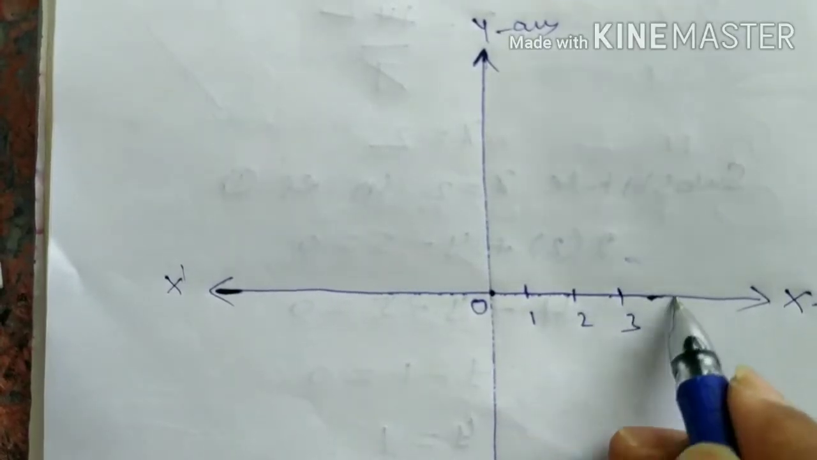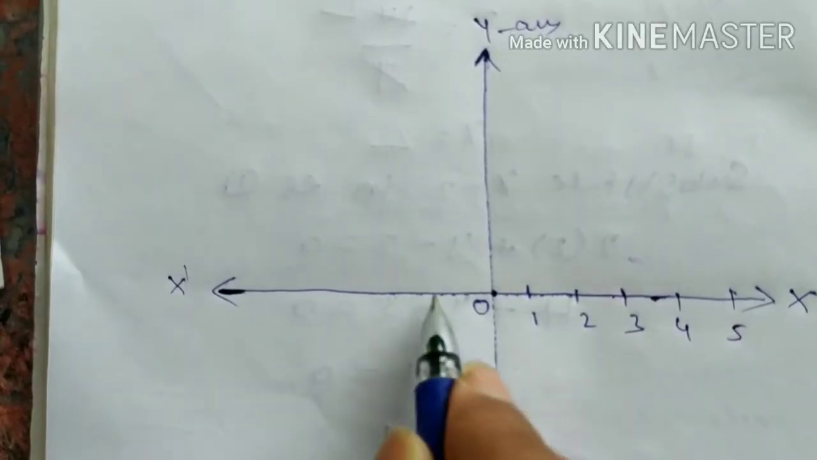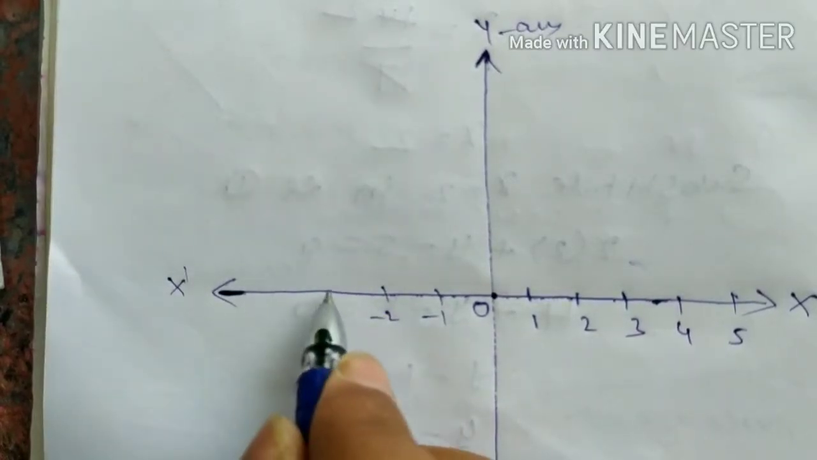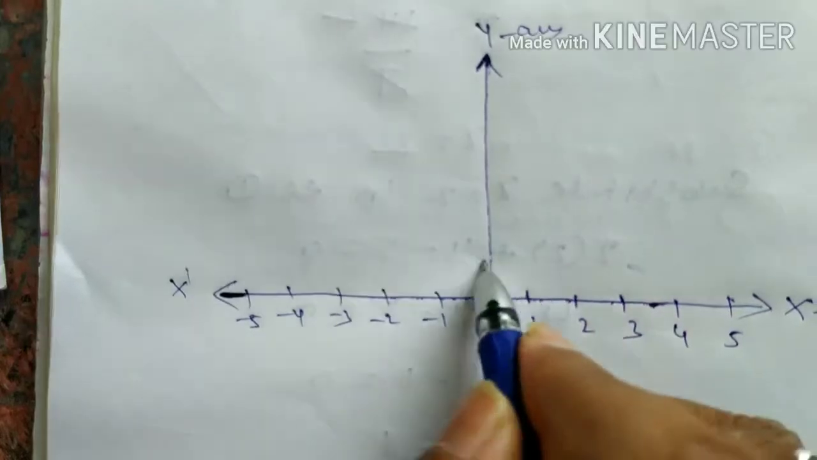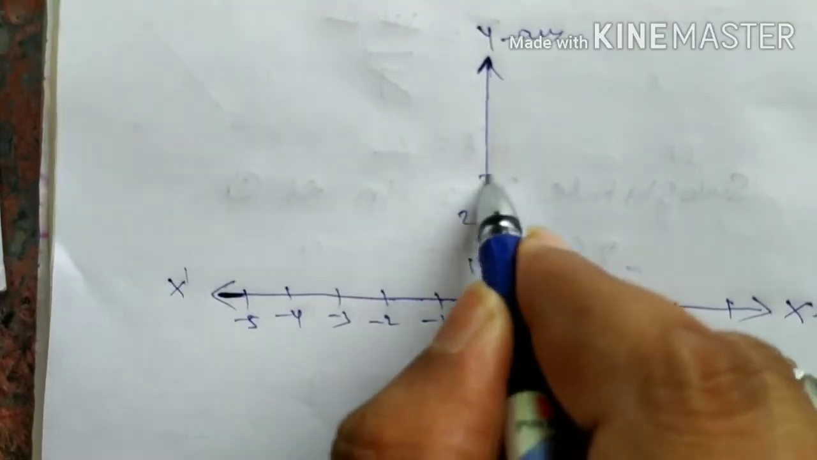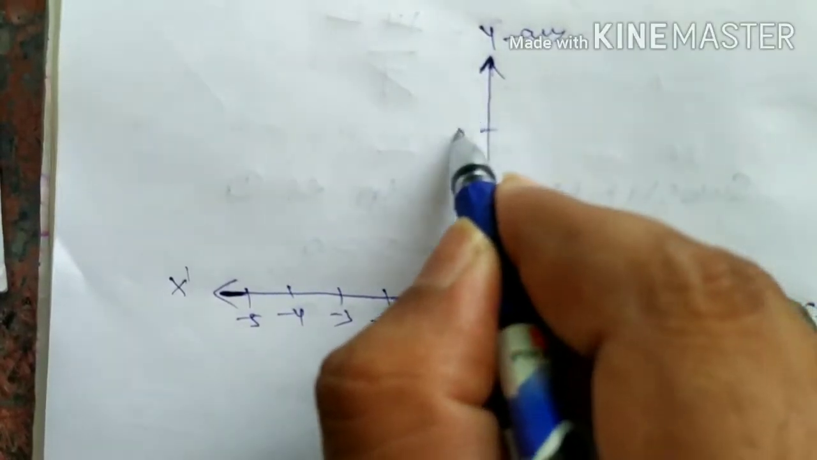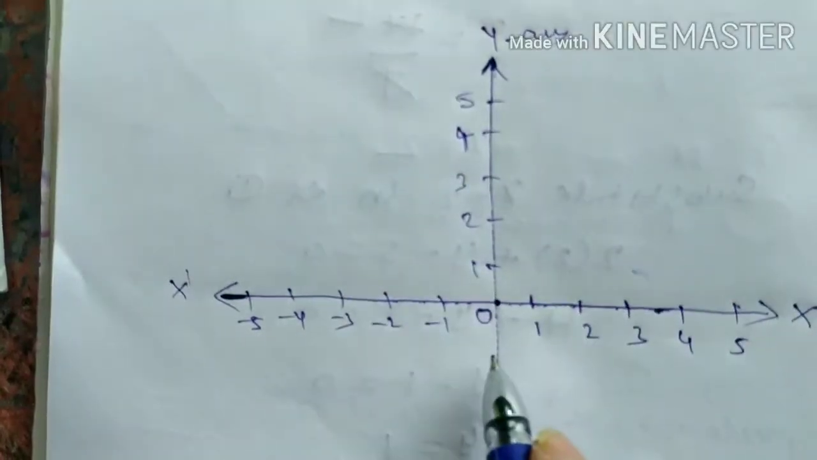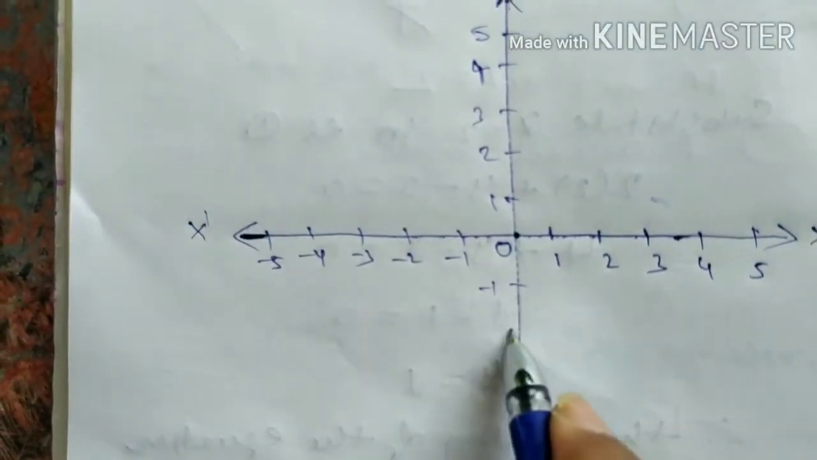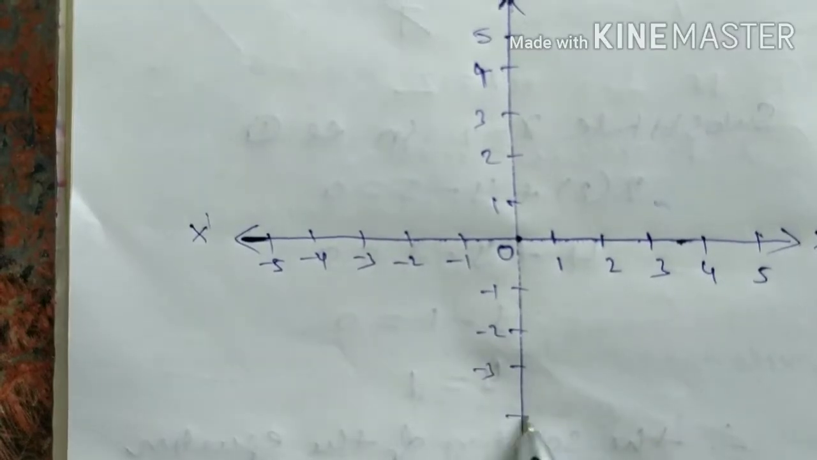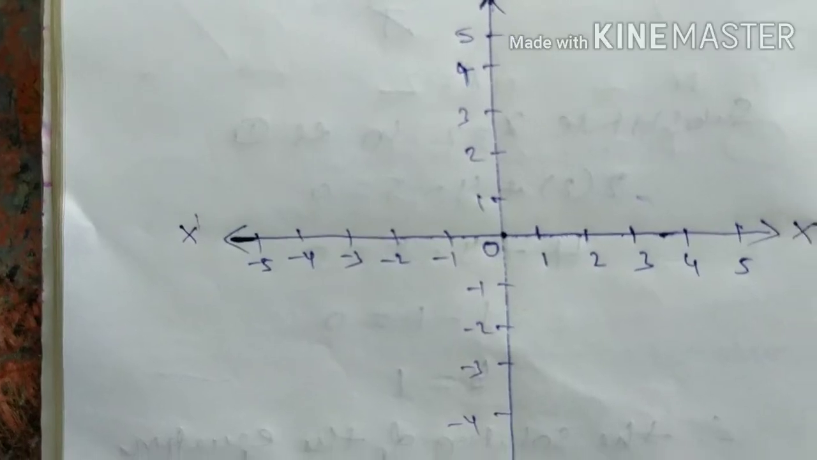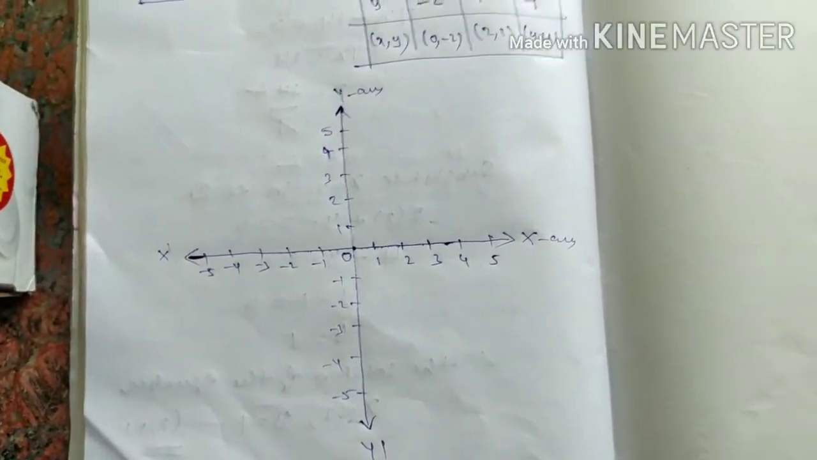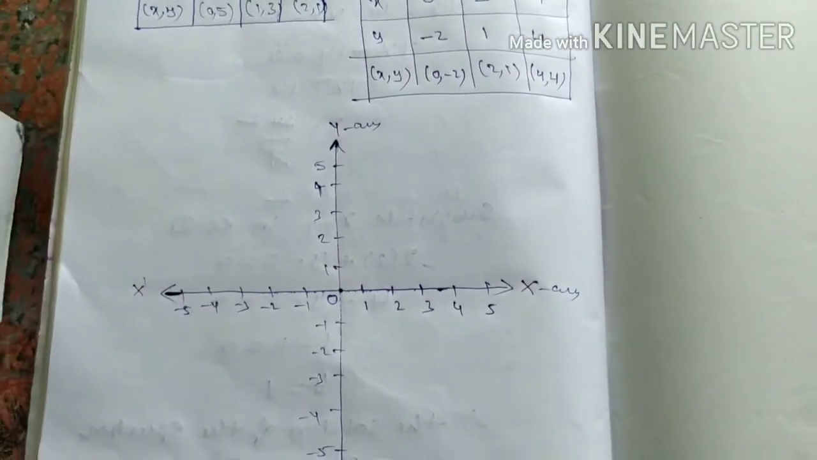On the right side we have 1, 2, 3, 4, 5 and so on. On the left side minus 1, minus 2, minus 3, minus 4, minus 5 and so on. Here 1, 2, 3, 4 and 5 and so on. Downside also minus 1, minus 2, minus 3, minus 4, minus 5. Here y dash. This is the graph sheet, drawing the graph sheet on the paper.